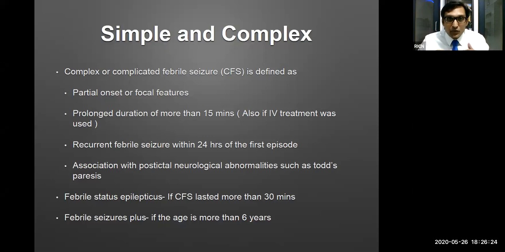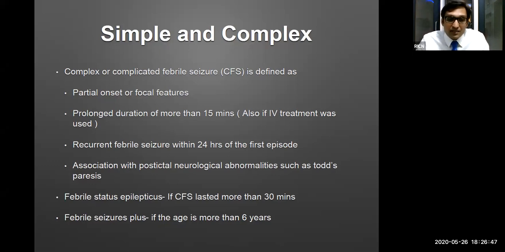Recurrent febrile seizures within 24 hours or same illness, so you've got more than one seizure happening. Association with post-seizure neurological abnormalities such as Todd's paresis, which clearly signifies a focal seizure, and that would lead you to classifying the seizure as a complex febrile seizure. There are a few other slight deviations to that.